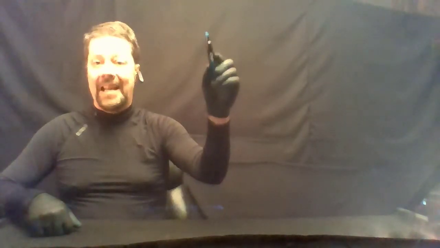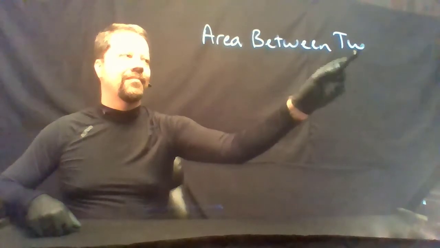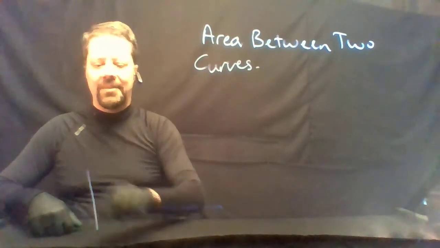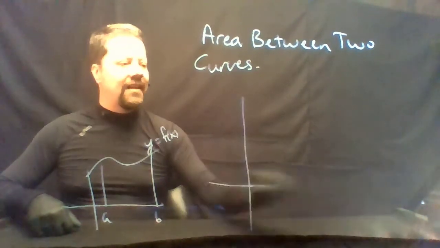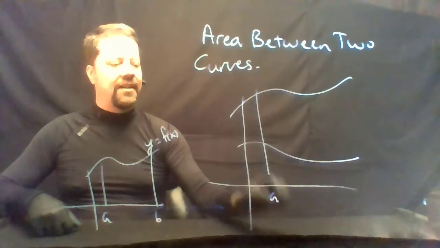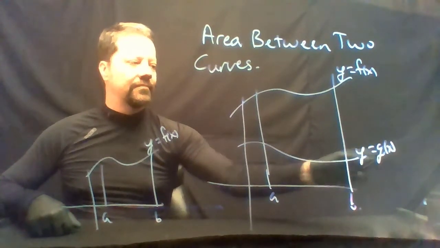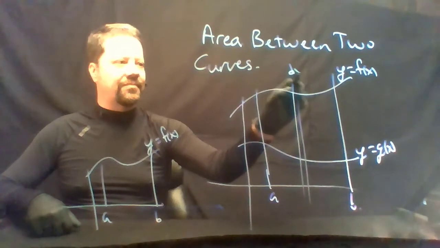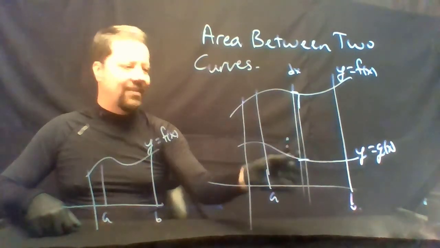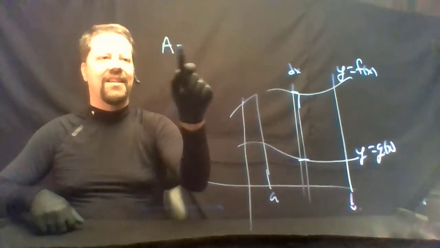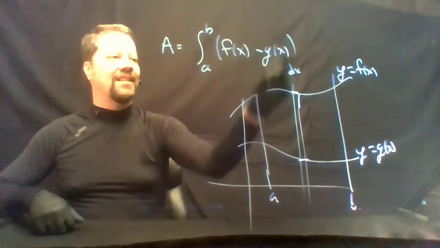I want to turn to an analysis of the area between two curves. To this point, we've been looking at the area under the graph of some function. Now, let's look at what happens if we have two functions and we want to find the area between these two functions. Here's the idea. We'll take a thin slice. The height of the resulting rectangle will be the height of f minus the height of g. The width is dx. The area is then the sum, the integral, from a to b of the difference in the heights times the width, dx.